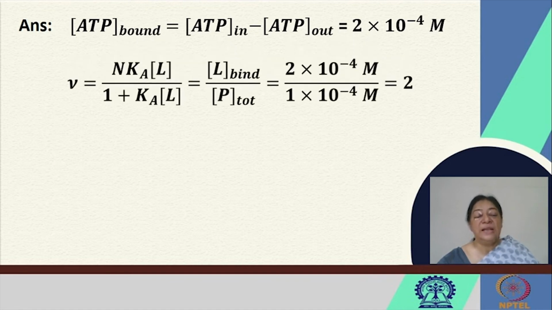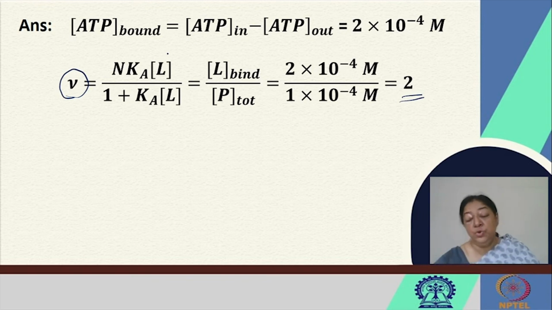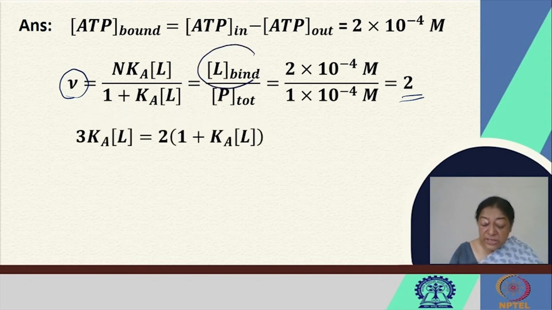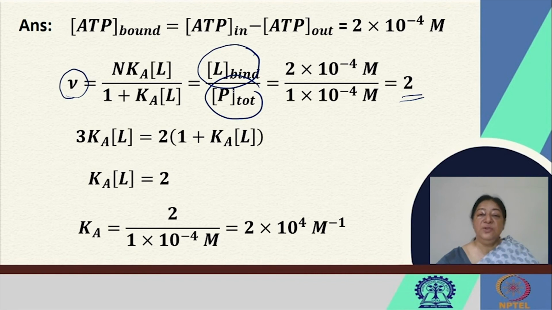And from that, we can look at our scatter plot, find out the number of ligands bound to the total macromolecule concentration present. So this is the concentration of the ligand bound to the total protein present. And from that, again, with a bit of algebra, we can find out our value for the association constant.